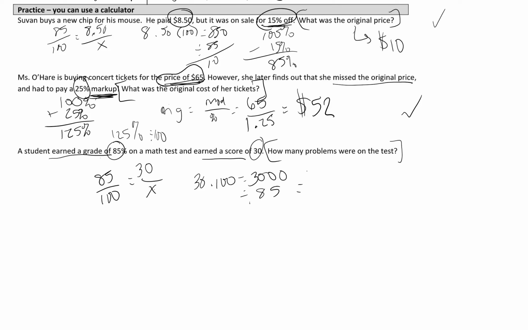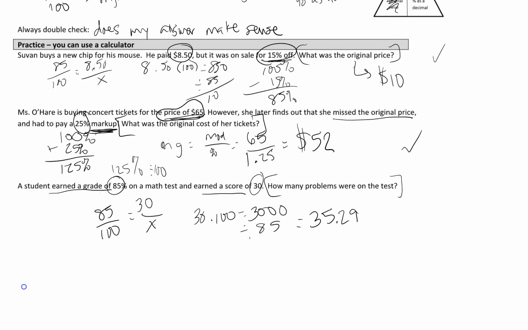Looks like 35.29. Not a great number, but there it is. Maybe they had partial points or something. 35.29. All right, so again, remember your key points, you guys.